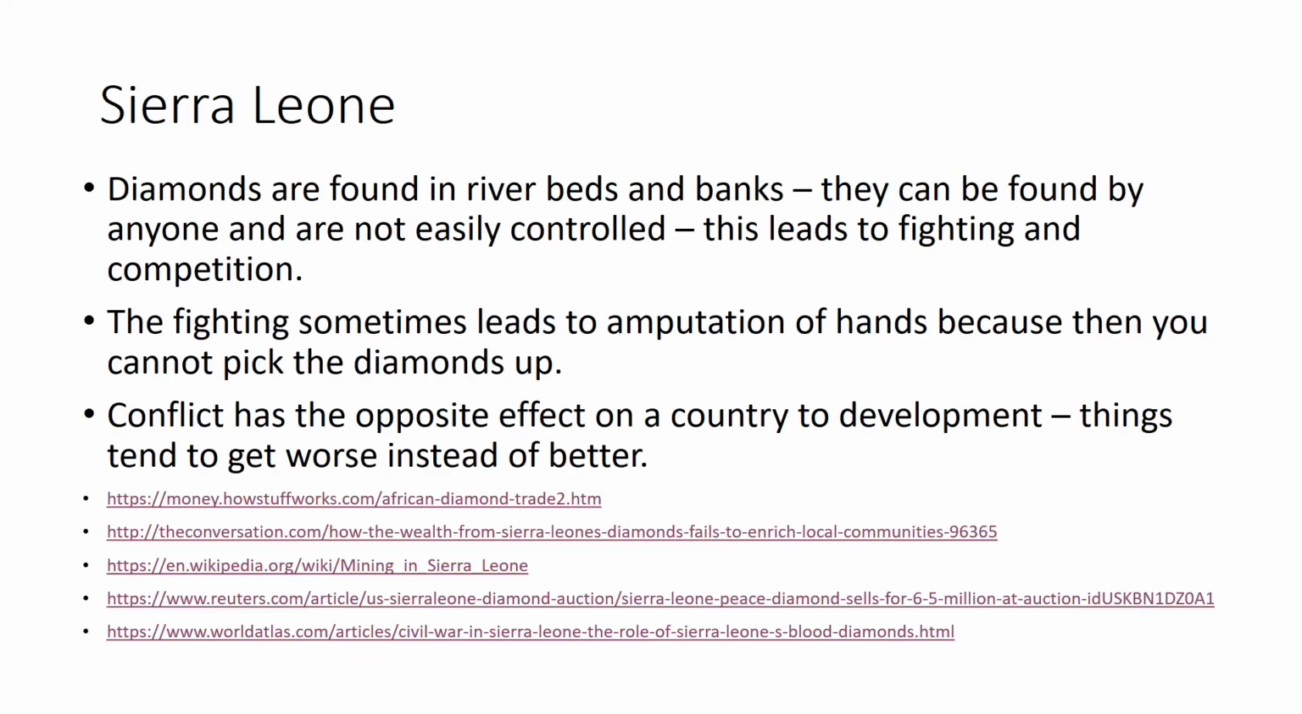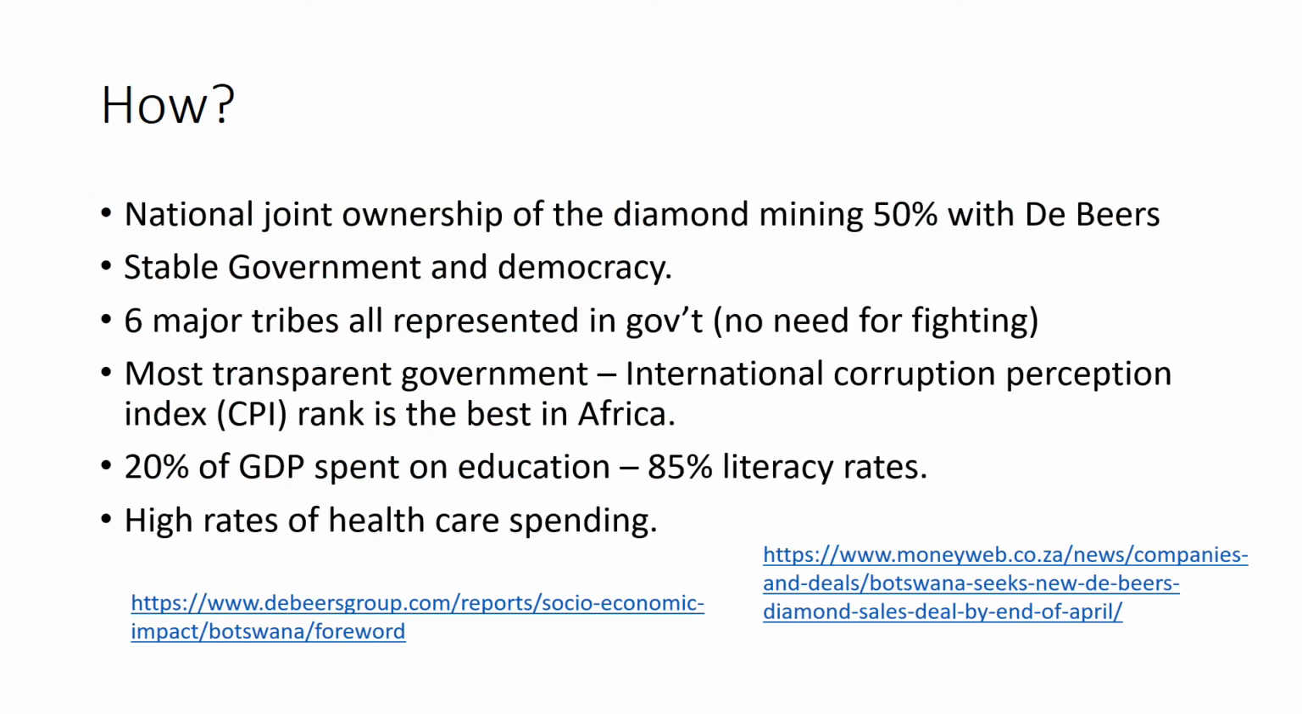In Sierra Leone, I'll just get slightly ahead of myself, diamonds are just found on the ground, generally in riverbeds and riverbanks. They're exposed by river erosion, which means you can't control them. Anybody potentially in Sierra Leone can just go along and pick up a diamond. And that is quite an important difference between why Botswana's done quite well and Sierra Leone hasn't.